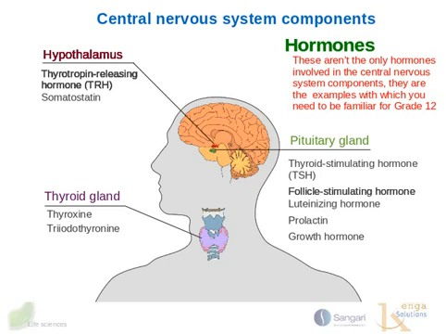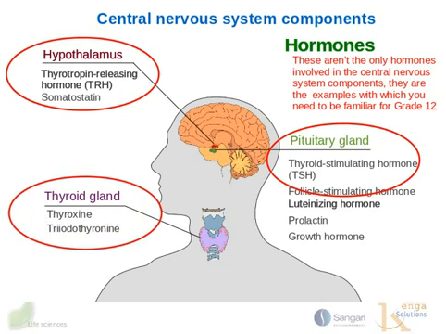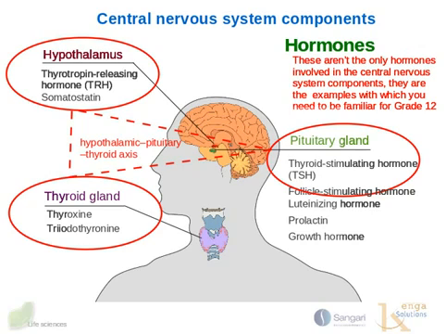These are not the only hormones involved in the central nervous system components of the endocrine system. They're examples, and they're the examples that you need to be familiar with for your grade 12 syllabus, and that's why we're covering them here. They're also among the more important and interesting components. And here we look at the relation among the hormones of the hypothalamus, the pituitary gland, particularly TSH, and the thyroid gland, the T4 and T3 hormones. This triangle is very important to the body's function and is often referred to as the hypothalamic pituitary thyroid axis, or HPT axis for short.